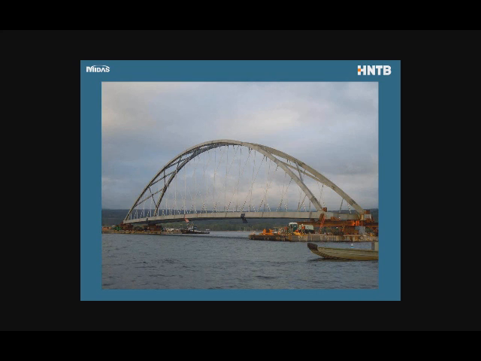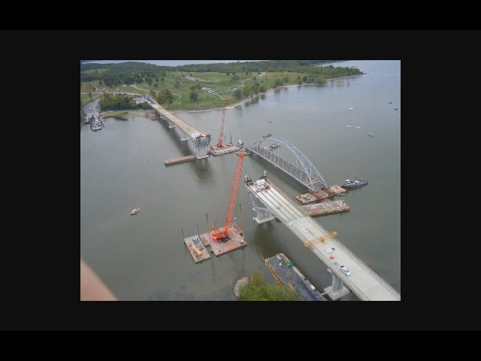By the way, there's a very nice time-lapse video on YouTube. If you type in Lake Champlain Bridge, there's an HNTB time-lapse, very, very good quality, that shows all these operations that occurred over a 24-hour period in 4 minutes. All right, so we are moving right along. This, by the way, was done 2 days before Hurricane Irene hit the East Coast, which I thought was very courageous.